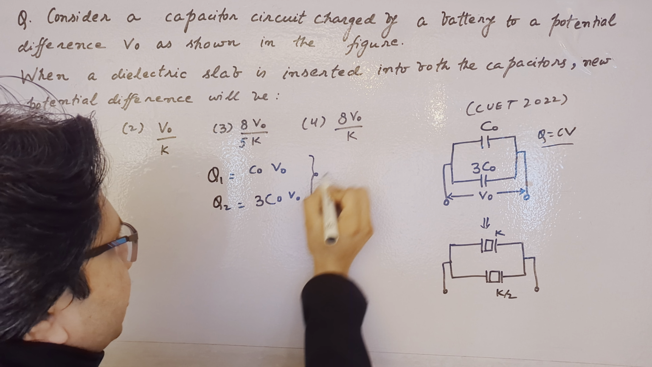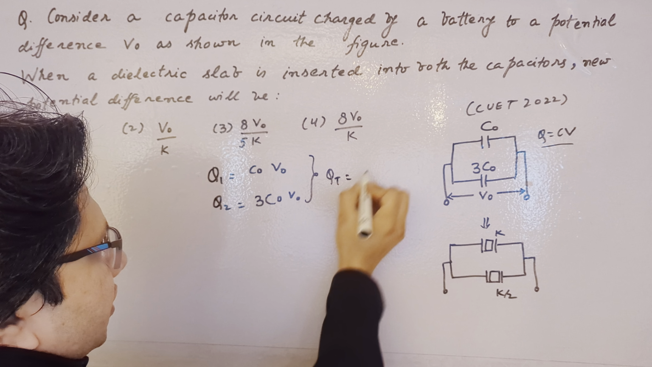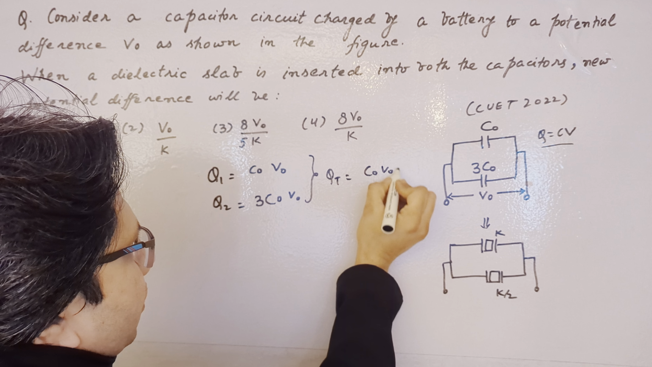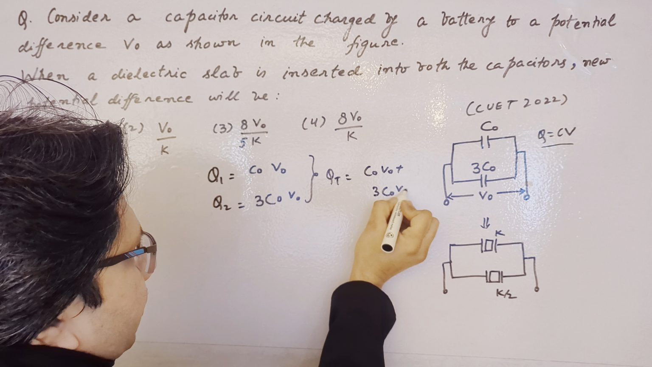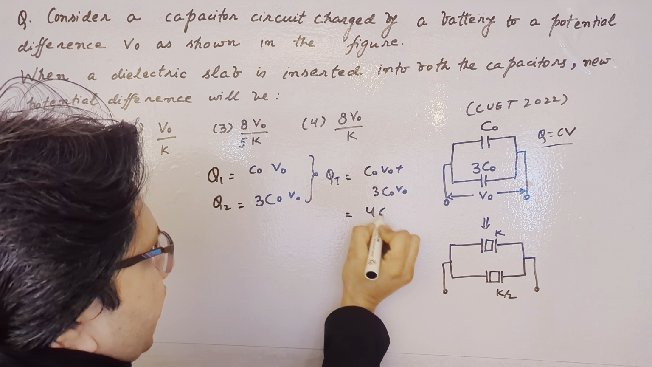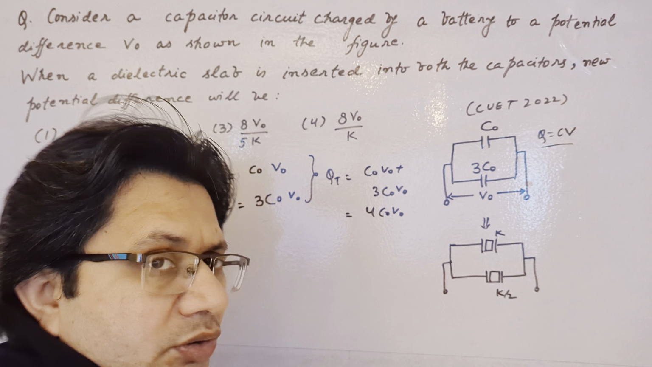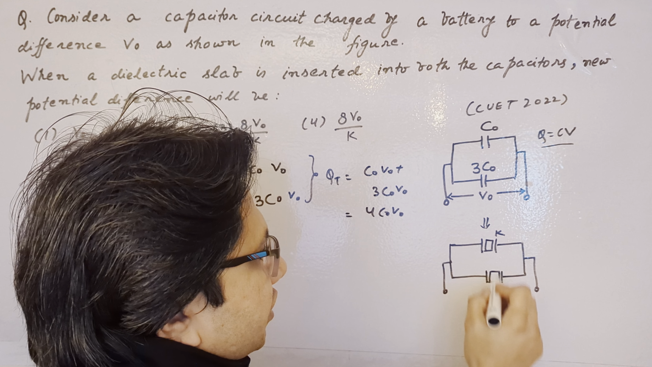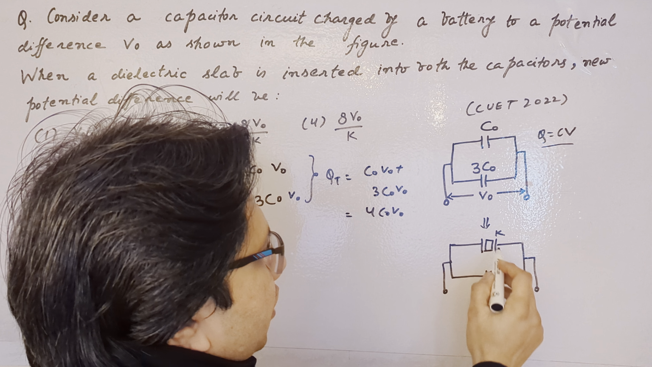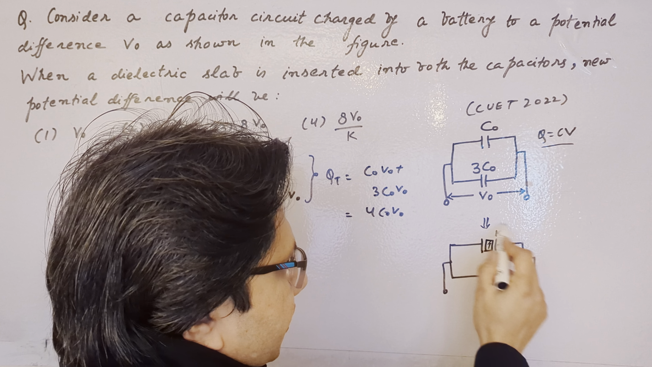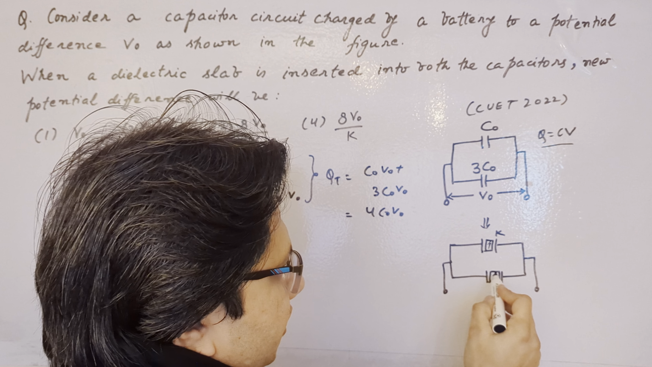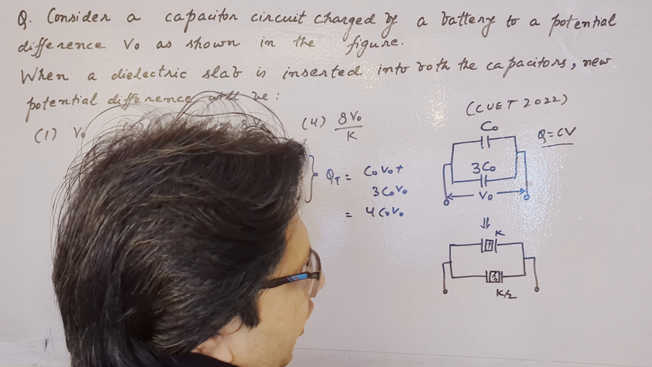In this way, the total charge Qt is given by C naught V naught plus 3 times C naught V naught, which is equal to 4 times C naught V naught. So this is the total initial charge. Now a dielectric slab is inserted in both the capacitors, but in the first capacitor it has a value of K, whereas in the second capacitor it has a value of K by 2.